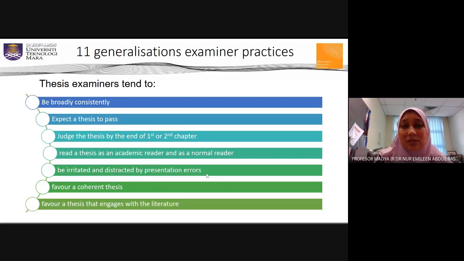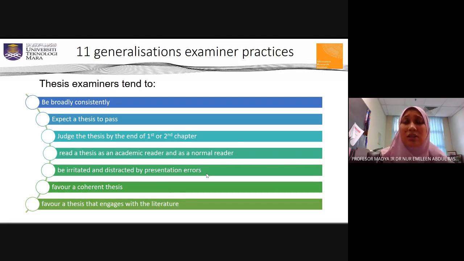A few errors, okay. Kalau few errors tu okay lah. Tapi kalau each sentence tu ada spelling errors, ada grammatical error, ayat pun tunggang-langgang, then as an examiner, memang first impression tu macam, oh my god, this will be a tough thesis lah. Okay.